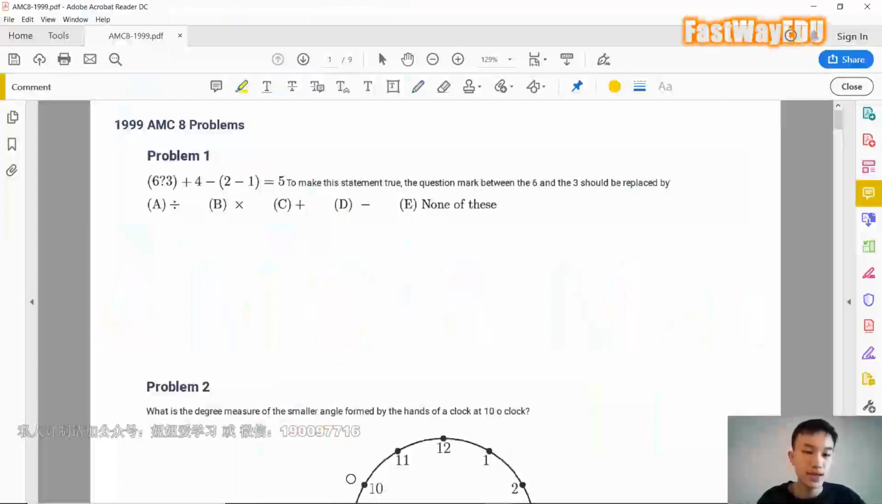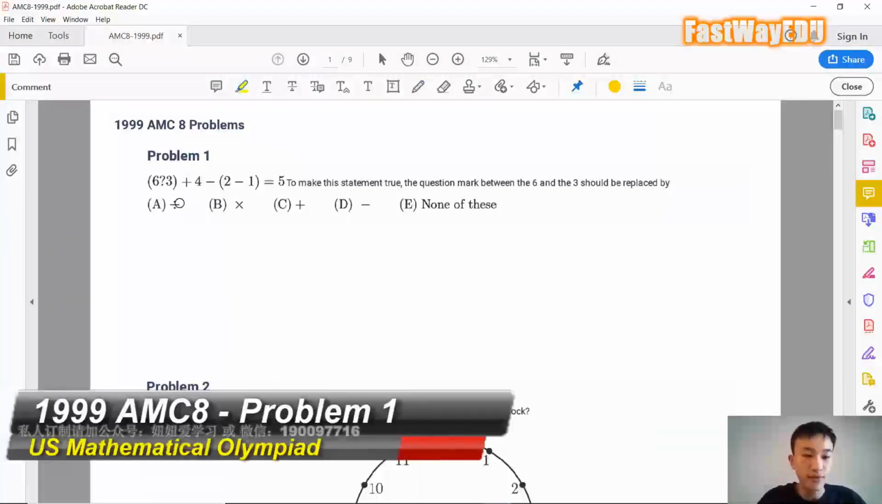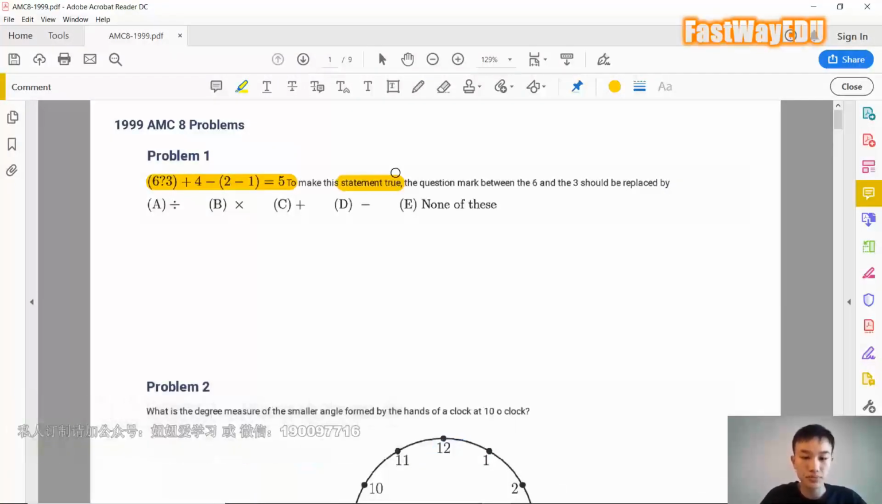1999 AMC8 problem 1. So we have this statement here, 6 question mark 3 plus 4, etc. And we want to make the statement true. So to make the statement true, the question mark between the 6 and the 3, so this question mark symbol right here, should be replaced by which of the following? So should it be replaced by division, multiplication, addition, or subtraction?